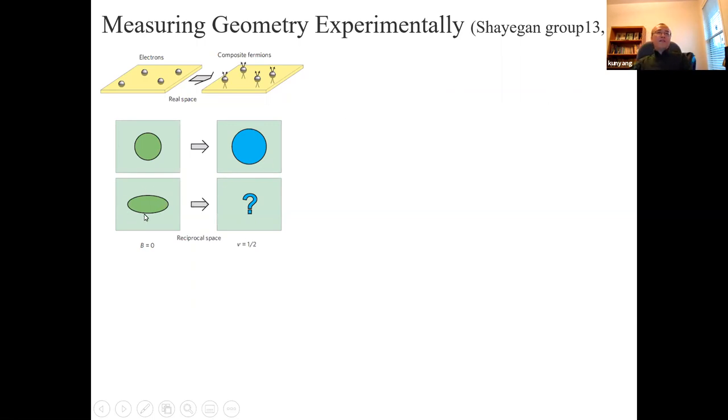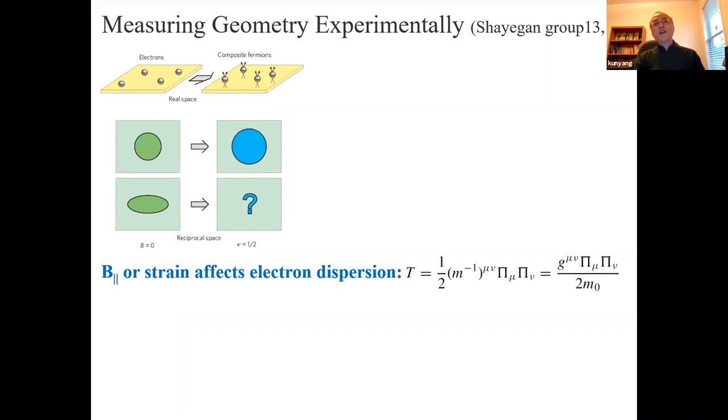What if you have mass anisotropy, as Shayegan was pointing out? Then you would, of course, get an anisotropic Fermi surface at zero magnetic field, directly reflecting the anisotropy of the effective mass. And the question they asked is, what happens to the composite fermion Fermi surface, which should also be anisotropic? But then the question is, what's the relation between these two anisotropies? Experimentally, there are two different ways to control the mass anisotropy.